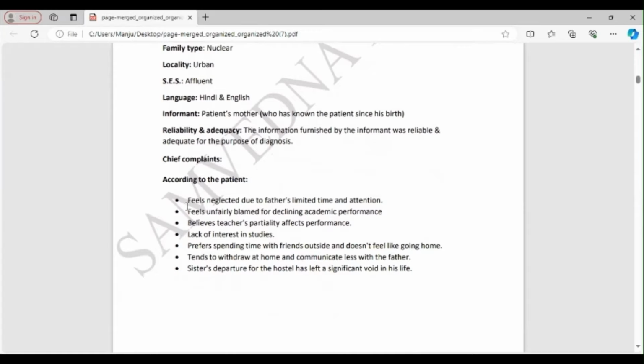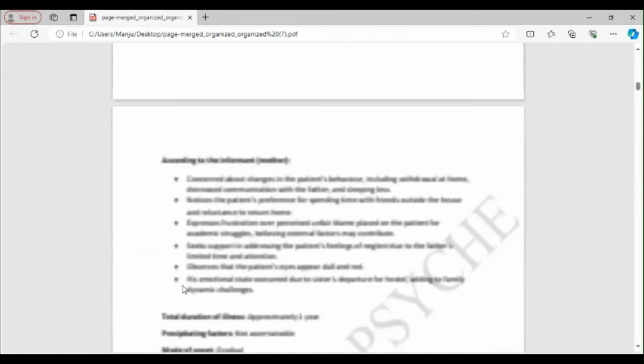In this case, the patient feels neglected due to his father's limited time and attention, feels unfairly blamed for declining academic performance, believes teachers' partiality affects performance, has a lack of interest in studies, prefers spending time outside with friends and doesn't feel like going home, and tends to withdraw at home and communicate less with the father. Sister's departure for hostel has left a significant void in his life.